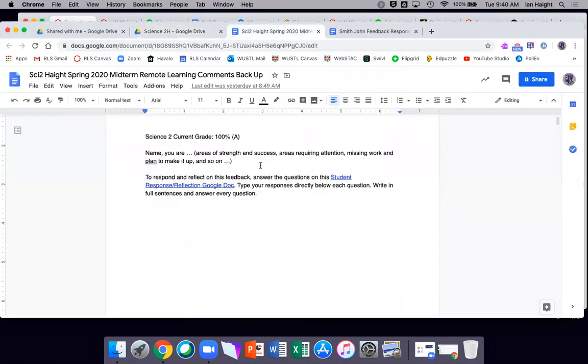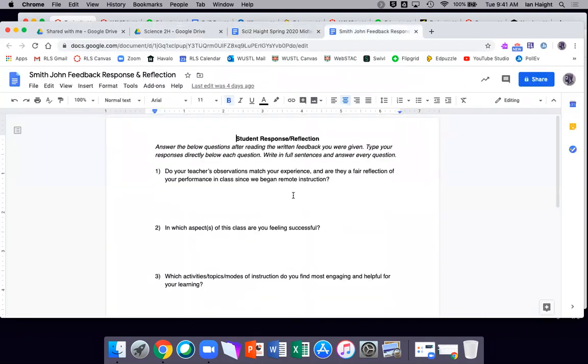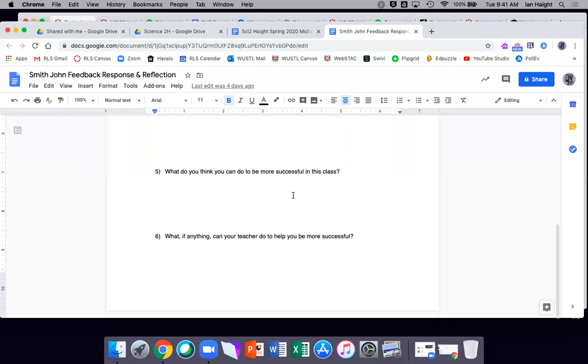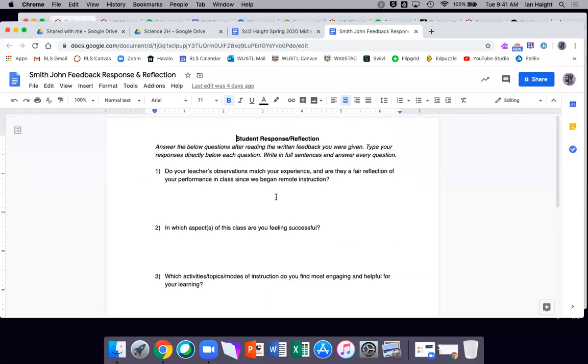In that document, you'll see some text from me. It'll be your current grade, a little paragraph from me about what's going well with you, maybe some areas that you need to apply some attention, any missing work, how you can make that missing work up to improve your grade. And then final paragraph, I say to reflect and respond to this feedback, I have a link to another Google Doc, which you can edit. And here's an example of what it'll look like. It'll be 6 questions. And you need to answer these 6 questions directly in this doc. Just type right below them. You should be able to edit it.